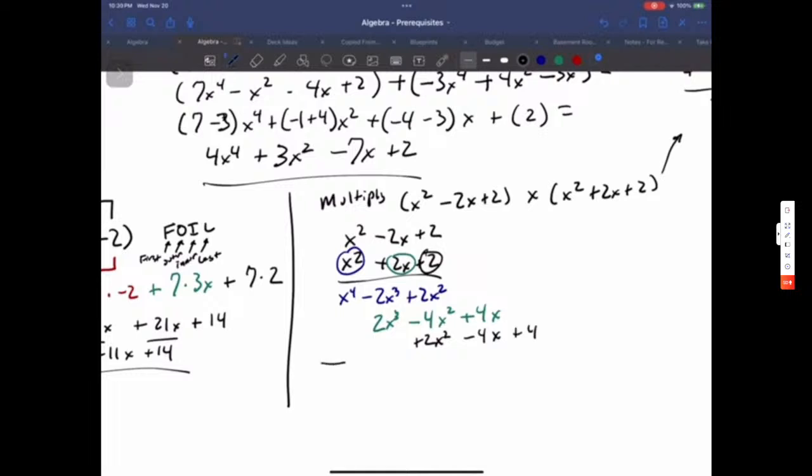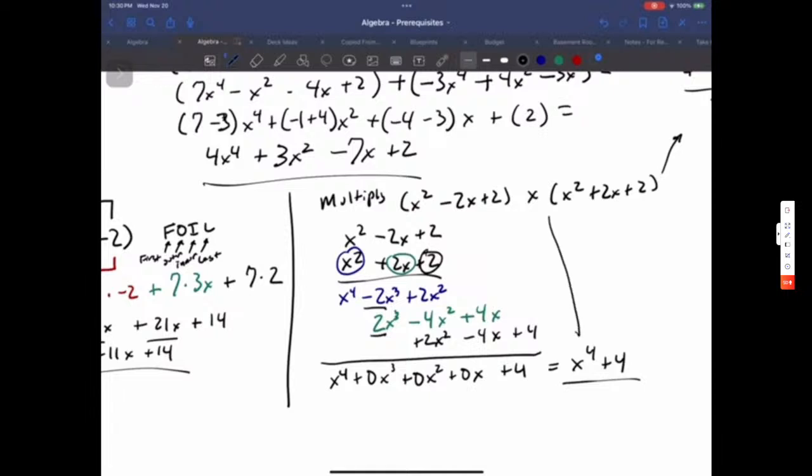So this, using what we had before in the addition, makes it very easy to add everything up. So you have x to the 4, this positive 2 and this minus 2 are going to cancel each other out. So you have 0 x cubed. We have plus 2 minus 4 plus 2, so we have plus 0 x squared. Then we have plus 4x minus 4x plus 0x plus 4. And you get a very simple and beautiful x to the 4th plus 4 once you combine like terms. And that's the answer to this multiplication.